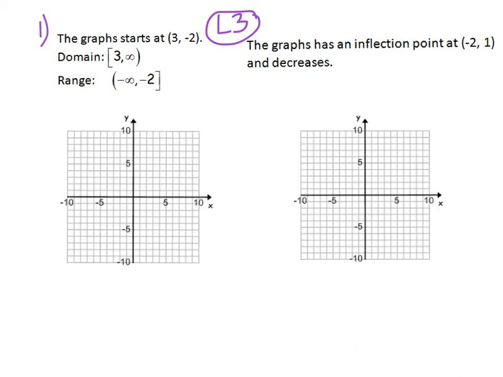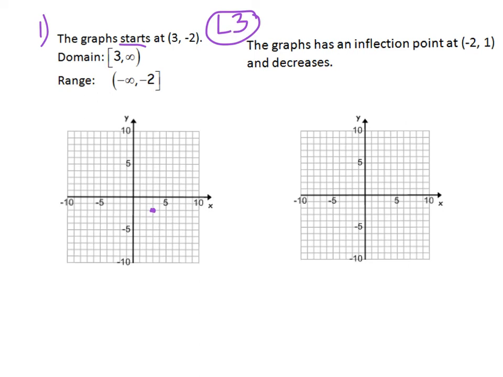So, first thing I would do to create this graph is put my point on there, 3, -2, which is right here. And since it says it starts there, it doesn't say it's inflecting there, it's starting there, we know it's a square root function. We also know it's a square root function and not a cube root function because if it was cube root, these would all be infinity and -infinity.